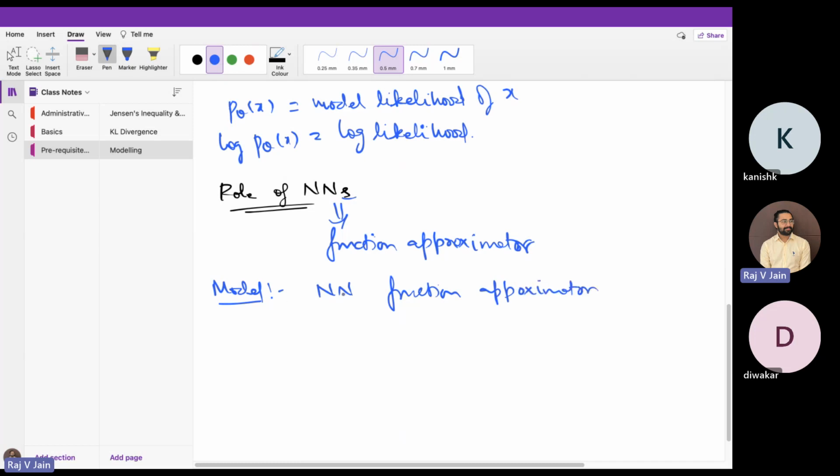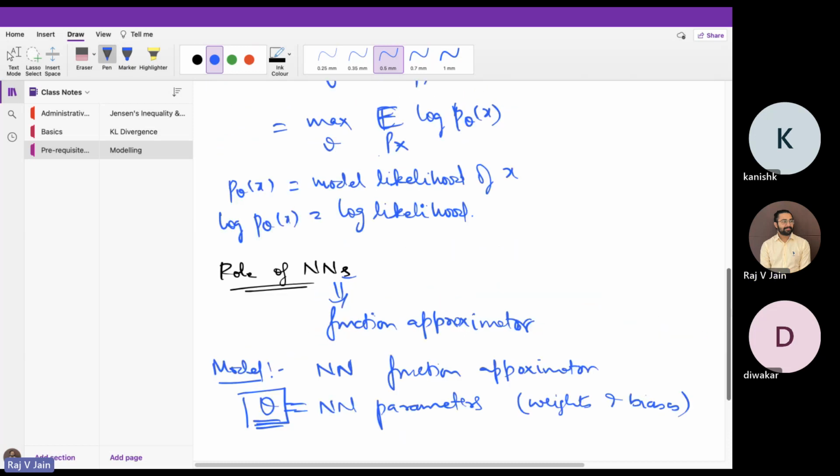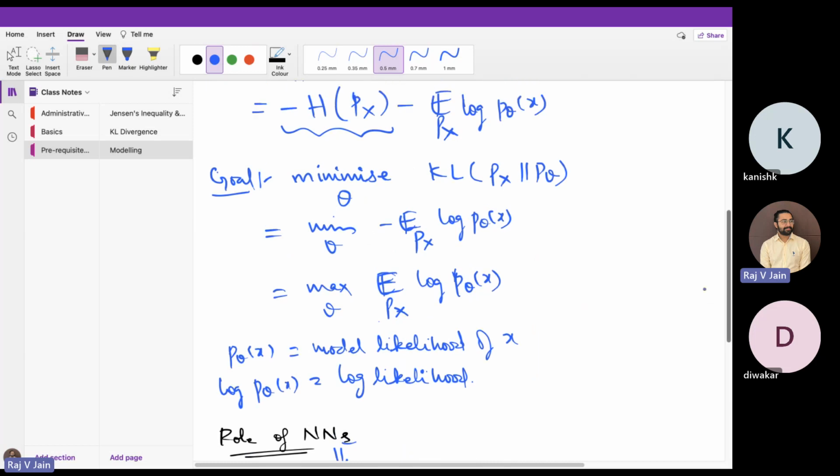And because neural networks are again characterized by their parameters, that is theta. So our theta basically is just the NN parameters, right? So all your weights and biases, etc. All of those will come as the parameters for this model, and that is what we want to update or change or optimize such that my p theta of x becomes as close as possible to px, the underlying distribution.